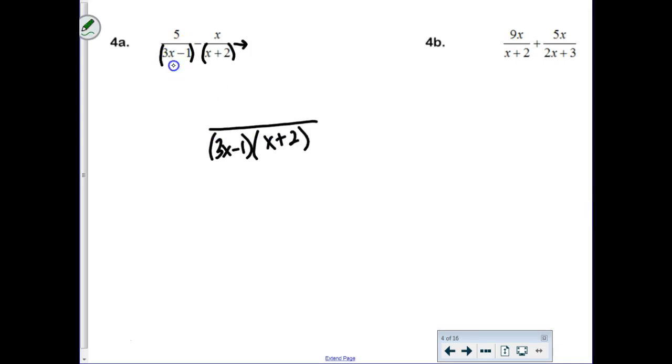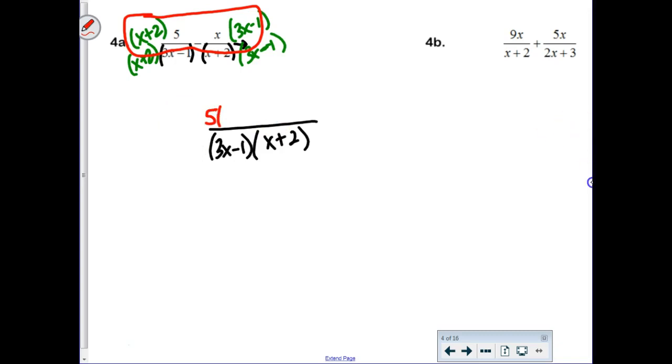So this fraction over here is missing the x plus 2, so we're going to multiply both numerator and denominator by it. This fraction over here is missing the 3x minus 1. Okay. Whoops, it's minus 1. Now we have quite a bit of simplification that's going to happen here in the numerator, and I'm a little nervous, so maybe I won't do anything in my head, or at least not very much. So I'm going to multiply 5 times x plus 2.